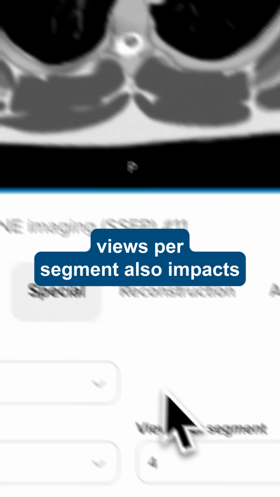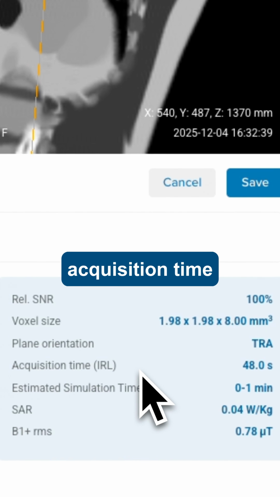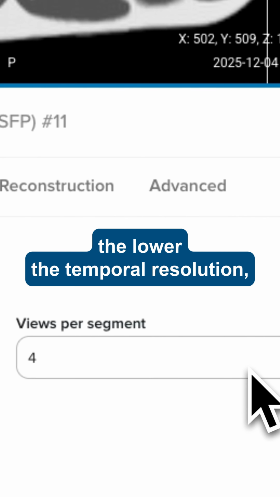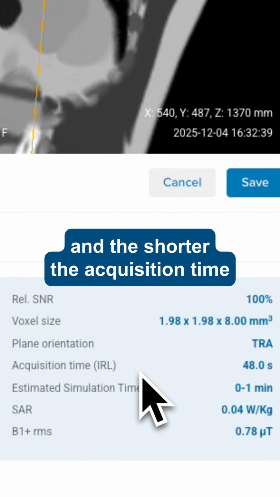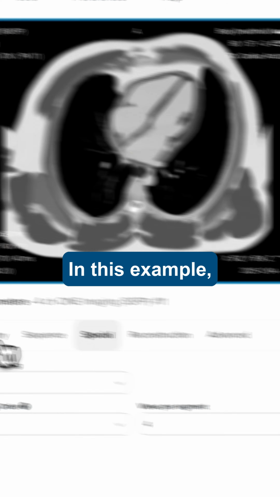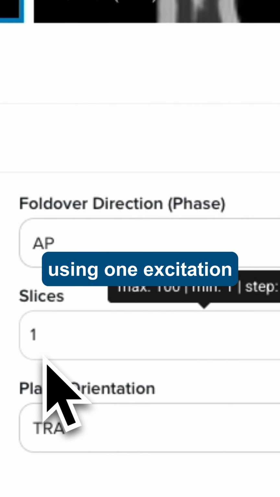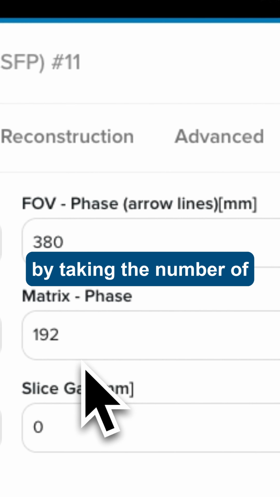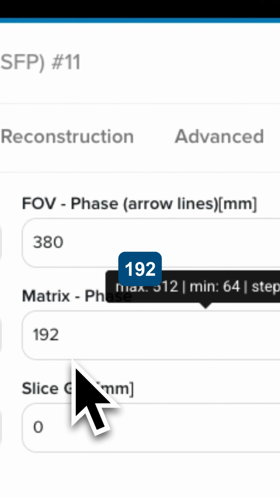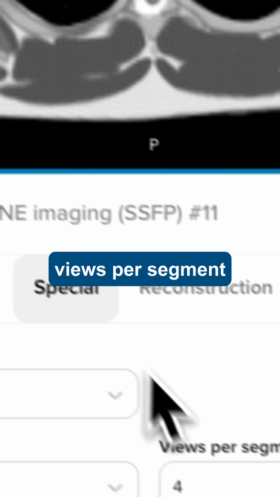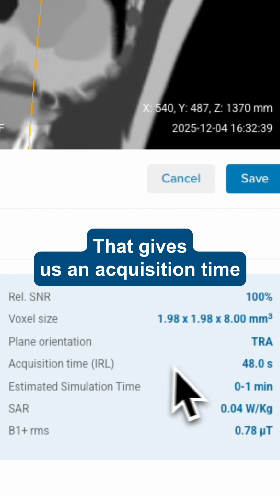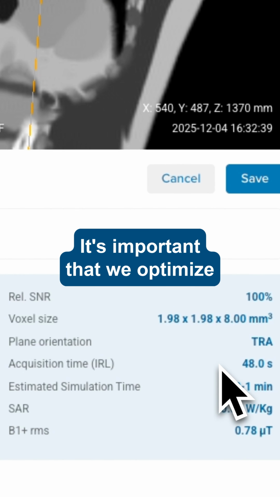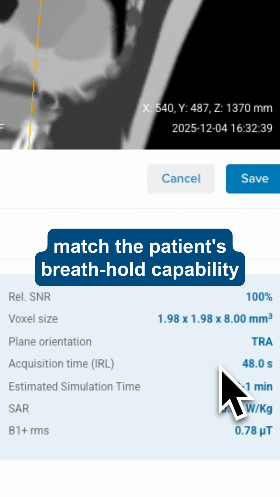Now, views per segment also impacts acquisition time. The higher the views per segment, the lower the temporal resolution, and the shorter the acquisition time. In this example, where we have one single slice using one excitation, we can calculate the acquisition time by taking the number of phase encoding steps, 192, and dividing by our views per segment. That gives us an acquisition time of 48 seconds. It's important that we optimize this acquisition time to match the patient's breath hold capability.